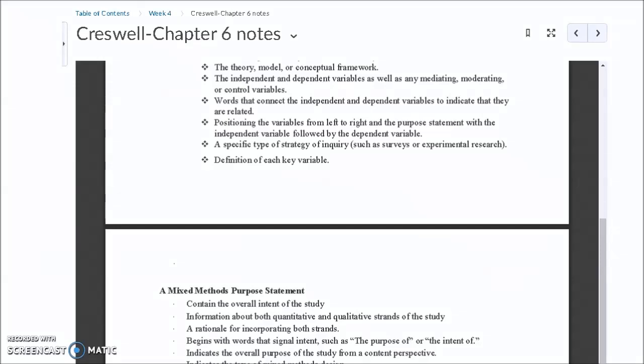So the example on page number 125, we're going to look at example number 6.6 for the quantitative purpose statement. It says the purpose of the study was to examine, so here is your word there, the relationship between, so there you have another word, personal characteristics and job motivation. Remember, we go from left to right. So personal characteristics would be my independent variable and the job satisfaction, the dependent variable.